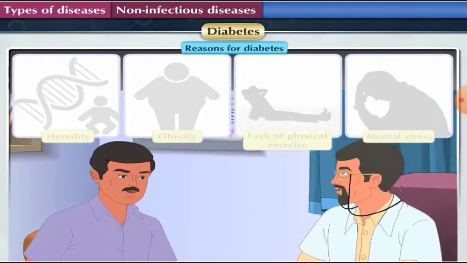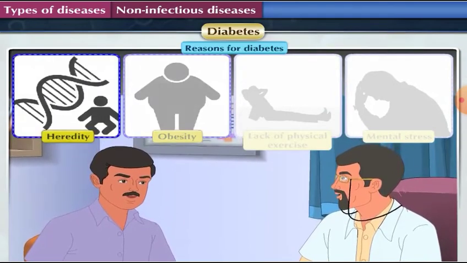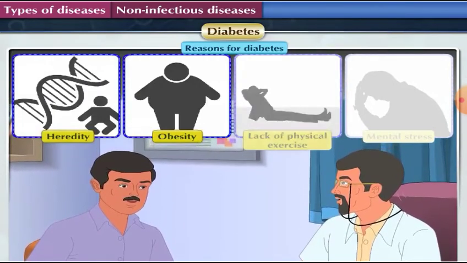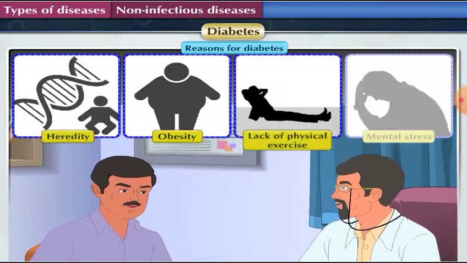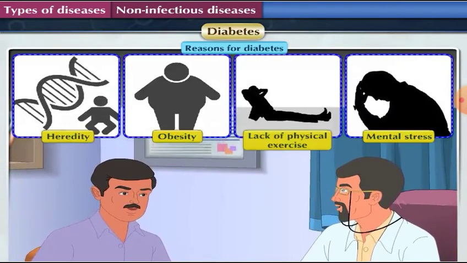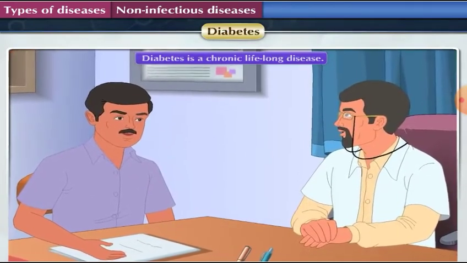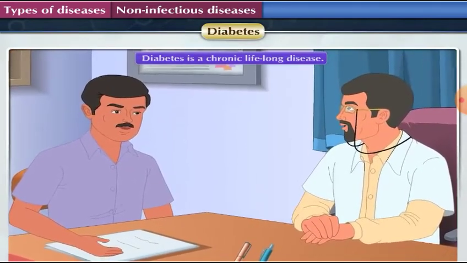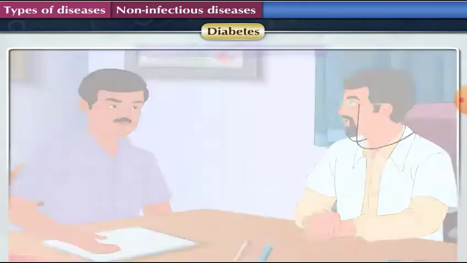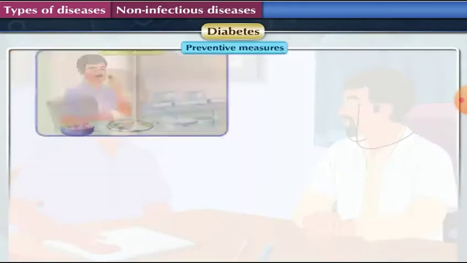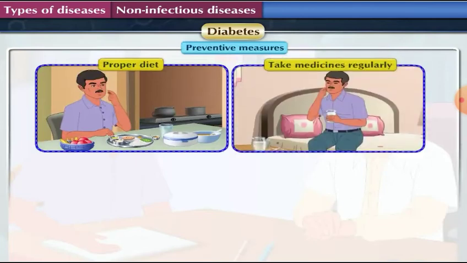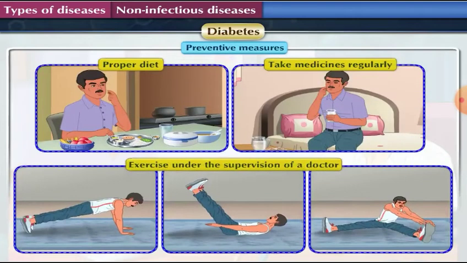There can be various reasons for a person to be diabetic. Some of them are heredity, obesity, lack of physical exercise, and mental stress. Diabetes is a chronic, lifelong disease. Therefore, to keep it under control, patients should always follow a proper diet, should take the prescribed medicines regularly, and exercise under the supervision of a doctor.